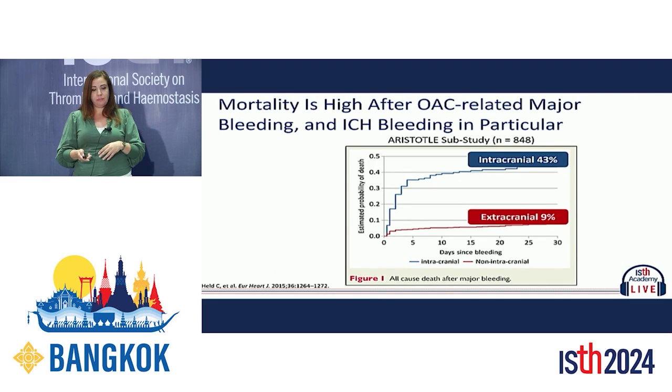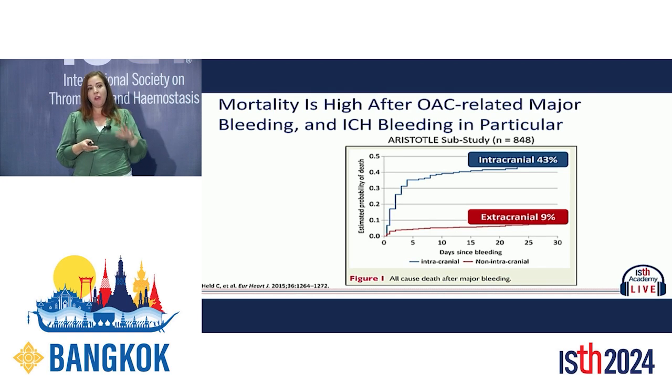of bleeding. This is a nice sub-analysis from the ARISTOTLE sub-study, and ARISTOTLE, of course, was a randomized controlled trial of apixaban versus warfarin for atrial fibrillation. This slide shows you 30-day mortality after major bleeding, and you can see at the top in blue, intracranial bleeding, very high 30-day rates of mortality, 43%.